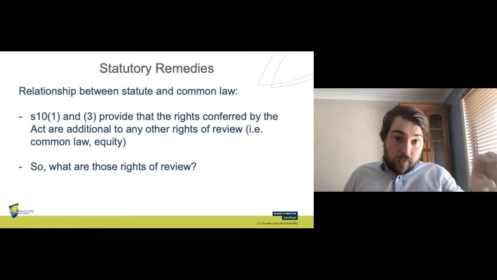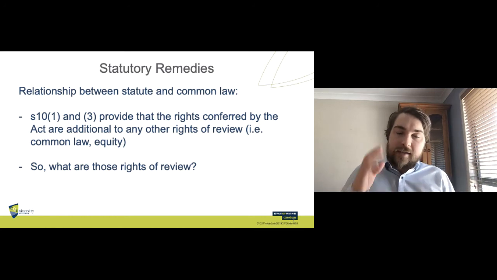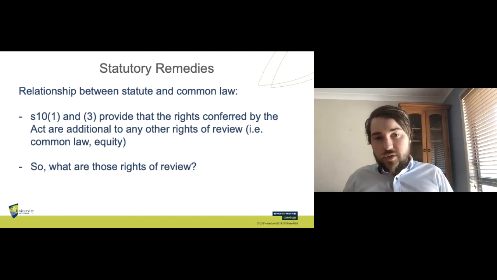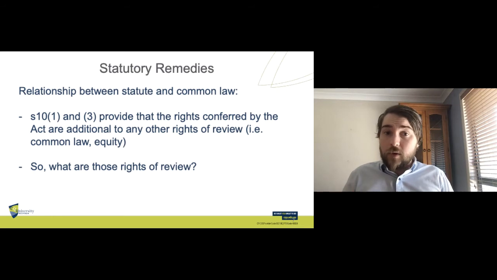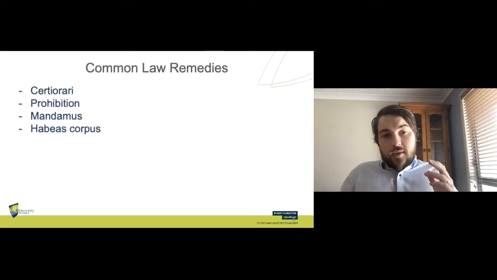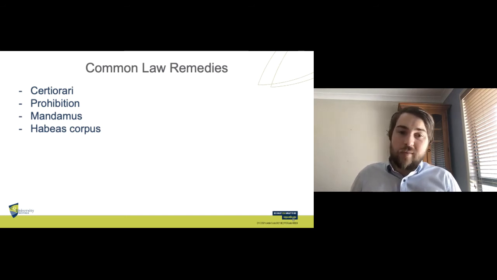Where that review is excluded, you obviously can't use the Act, and so you're forced to rely on the common law process of judicial review. And so if you're going down that pathway, then of course the remedy has to be from common law or equity as well. There's 4 remedies available at common law: certiorari, prohibition, mandamus, and habeas corpus. We'll run through each of those fairly briefly.